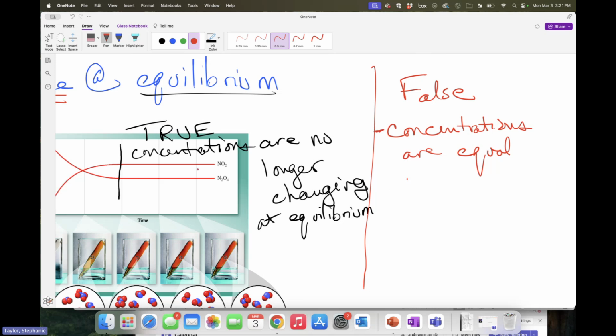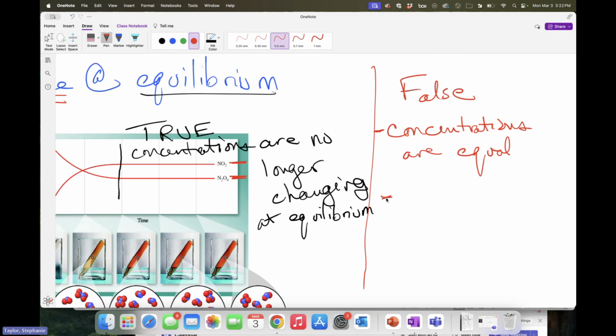This is a false statement. You can actually see it here on the graph. Here is one concentration up here, and here is the other concentration down there. They're not the same. They did not come together in one line. It sounds good, but it's wrong. Concentrations of products and reactants do not have to be the same at equilibrium. If you have two reactants, those don't have to be the same at equilibrium either. There are lots of different possible combinations of concentrations that can get you to the same equilibrium, but concentrations being equal is one of our common false statements.